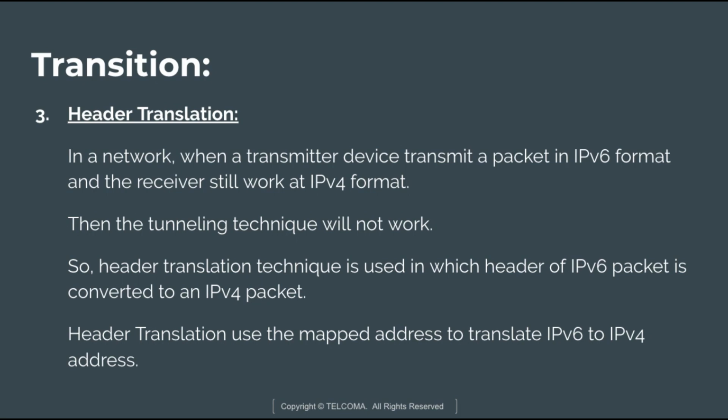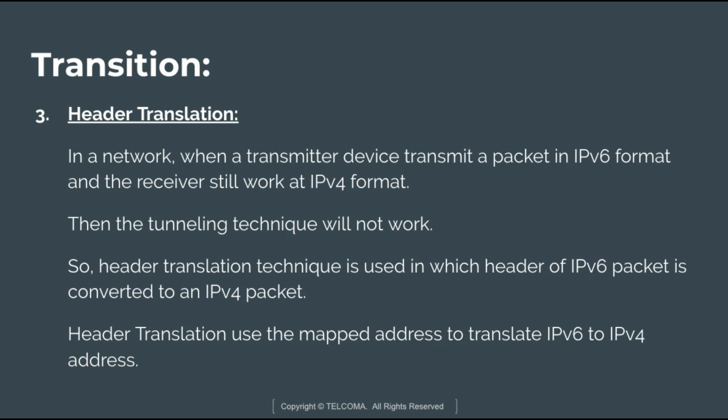So here in a network, a transmitter device transmits a packet in IPv6 format and the receiver still works in the IPv4 format. It means the sender is using an IPv6 format, whereas the receiver is using an IPv4 format. So then the tunneling technique will not work here. So the header translation technique is used, in which the header of the IPv6 packet is converted to an IPv4 packet.